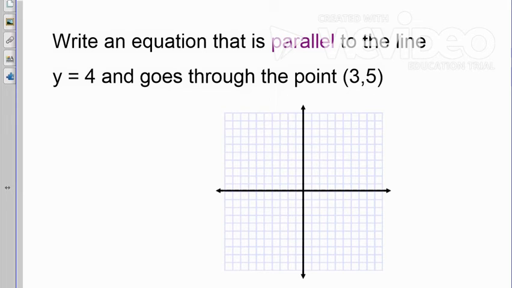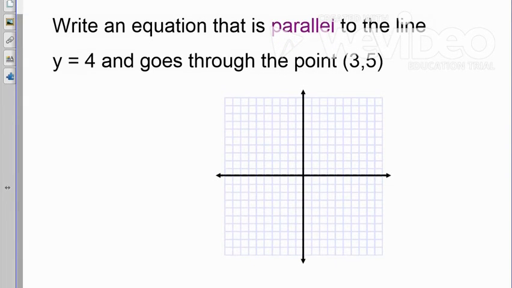It says, write an equation that is parallel to the line y equals 4 and goes through the point (3, 5). So guys, right now what we're saying is we have a horizontal line. So y is equal to 4. So that means I have a line that is going to be going through right here. So that's my original. So I want to write one that is parallel to y equals 4.